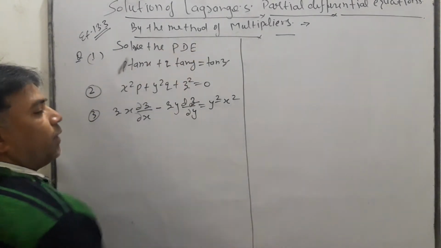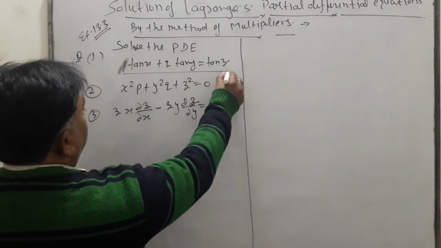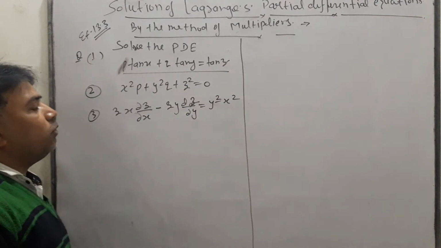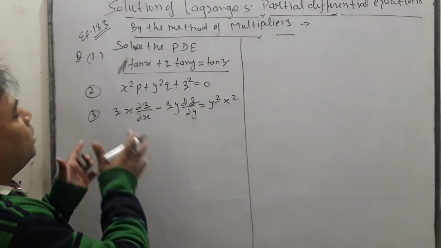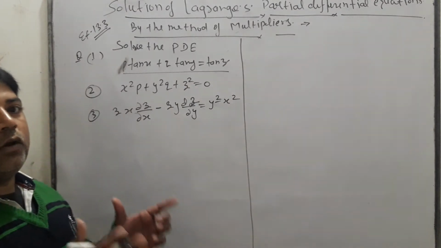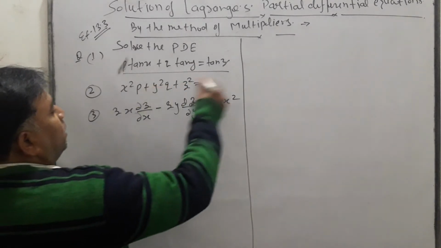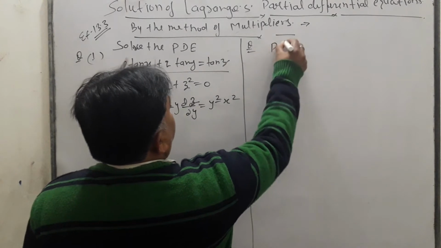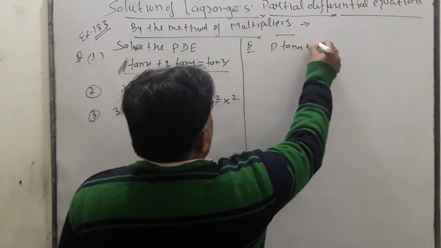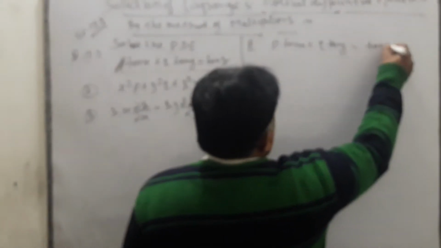Solve the partial differential equation p tan x plus q tan y equals tan z. These equations are solved by the Lagrange method of multipliers. So let's start question number one. The question is p tan x plus q tan y equal to tan z.